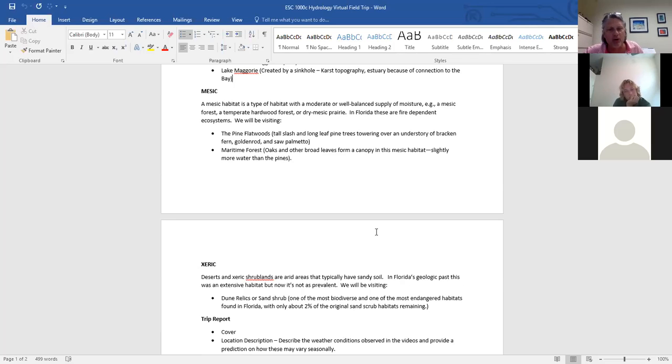The cool gopher tortoise is a keystone species in fire adapted landscapes, which would be our mesic and xeric landscapes. They dig a long burrow, and other organisms hide in that burrow when there's fires. So a keystone species is a species that helps other species survive. And the gopher tortoise helps other species survive by creating a burrow that is a safe haven when fire sweeps the area.